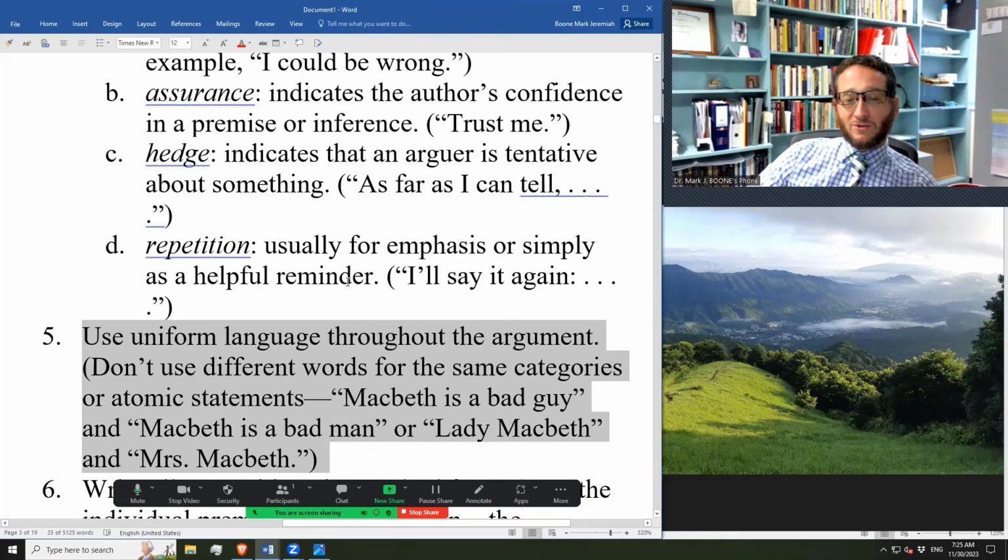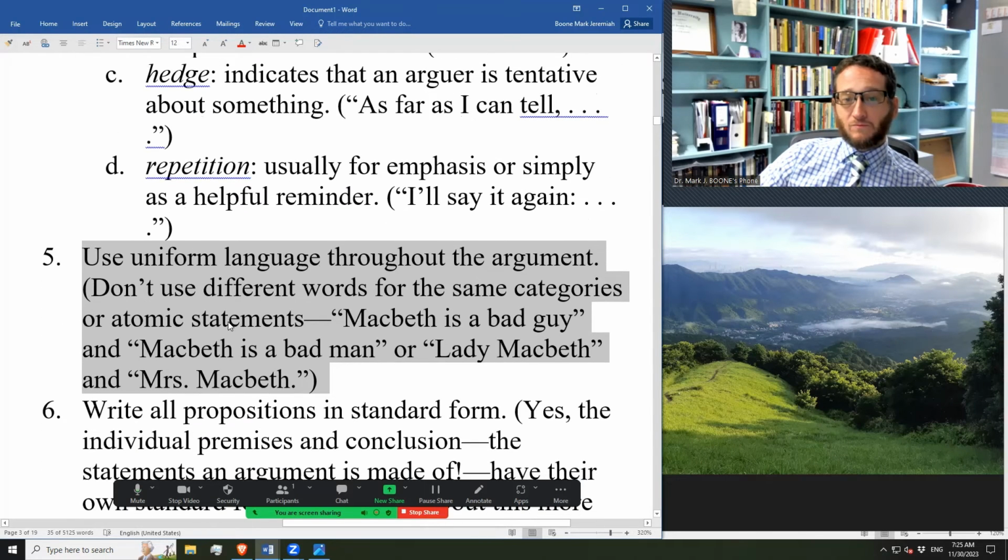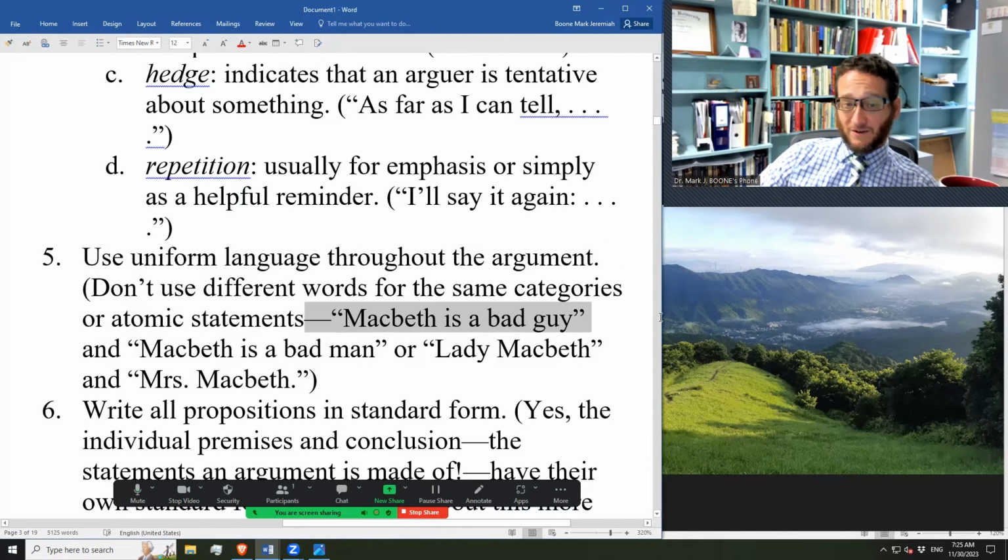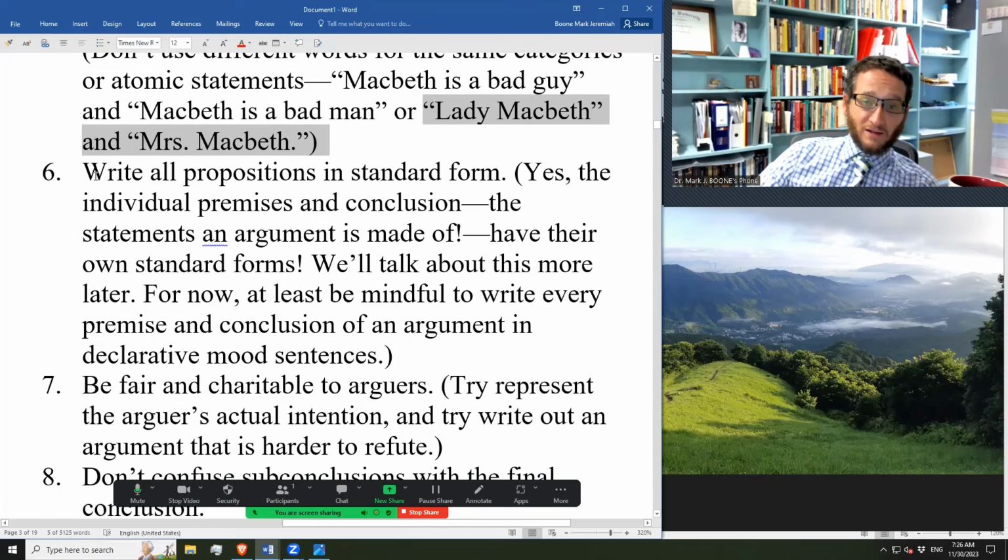Use uniform language throughout the argument. Next step. Don't use different words for the same categories, or different phrasing for atomic statements, simple statements not made of any other statements. Don't say Macbeth is a bad guy and Macbeth is a bad man. Just pick one and go with it anytime you use it. Don't say Lady Macbeth in one premise and then Mrs. Macbeth in another. Just pick one and go with it every time you refer to her.